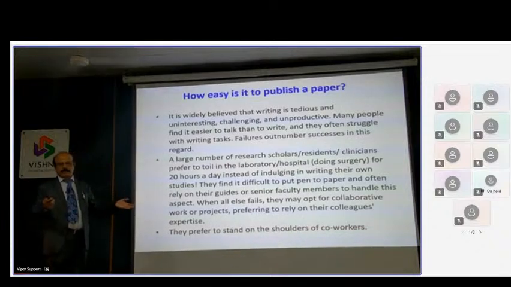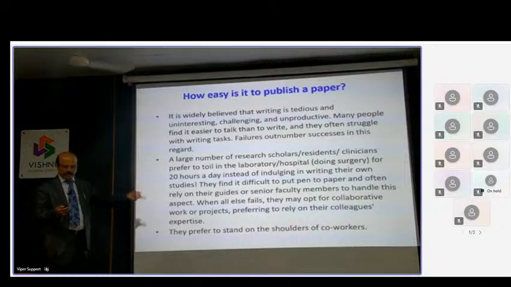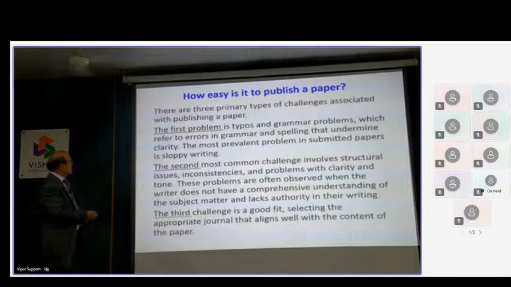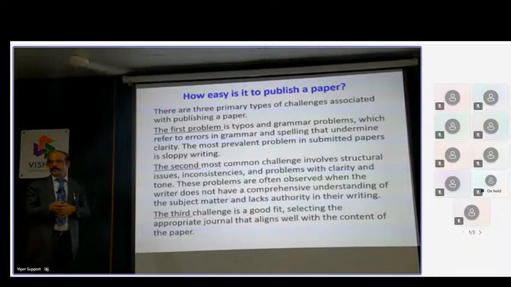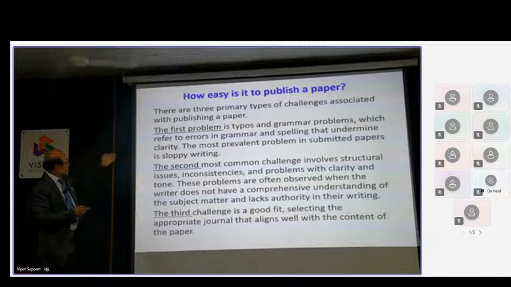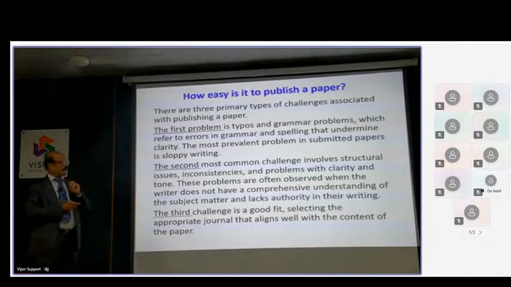This is what many people do. They are not lazy to do the work, but lazy to write it, because we don't have the culture of writing. There are 3 primary types of challenge associated with publishing a paper. The first problem is typos and grammar problems, which refer to errors in grammar and spelling that undermine clarity. Okay, now I answer some questions. You asked this one. This is the first problem in writing the paper.